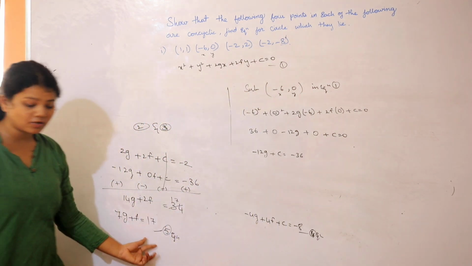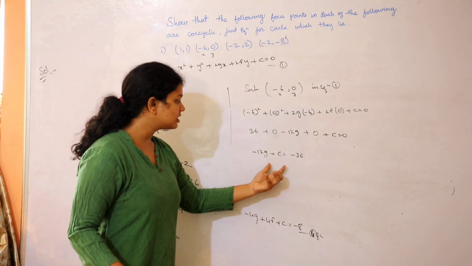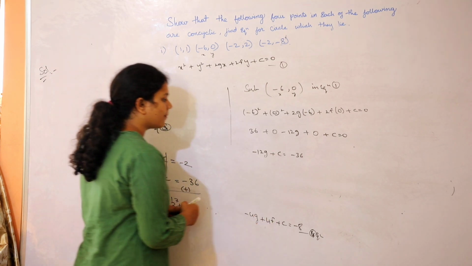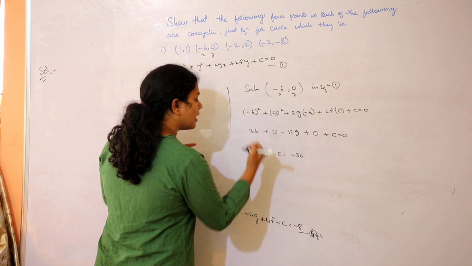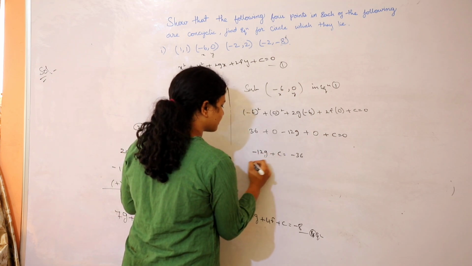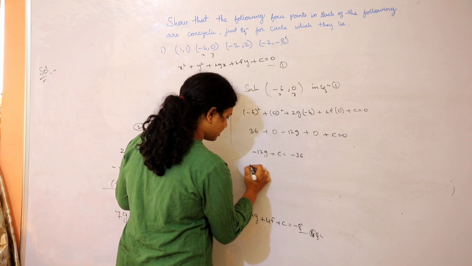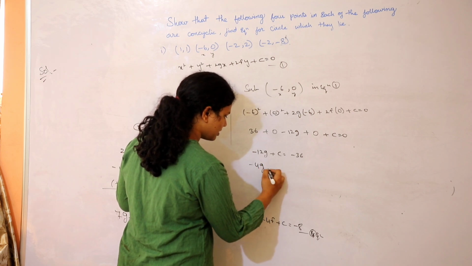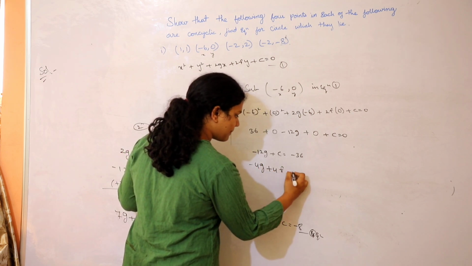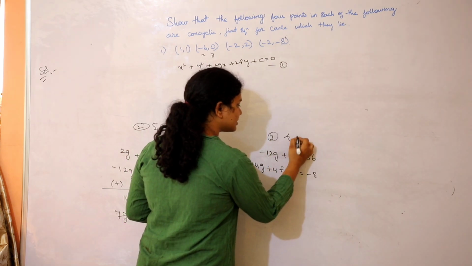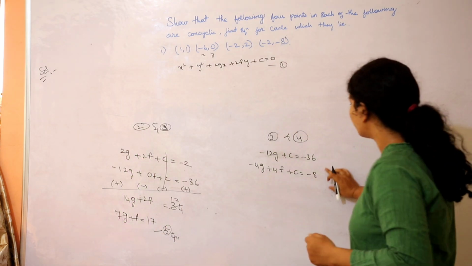We got the fifth equation. Now, same as this, we will be doing the third equation. This is the third equation and this is the fourth equation. Let's solve the third and fourth equation. Okay, so this is the fourth equation. Let me write it down over here: 4g plus 4f plus c equals to minus 8. Solve equation number 3 and equation number 4. Clear? This is the third.